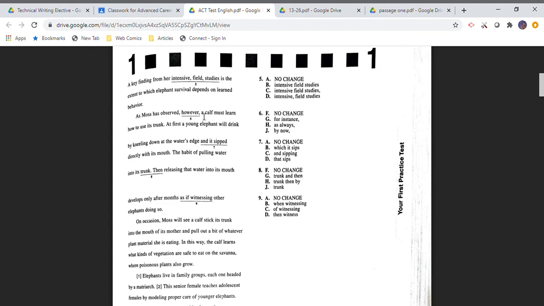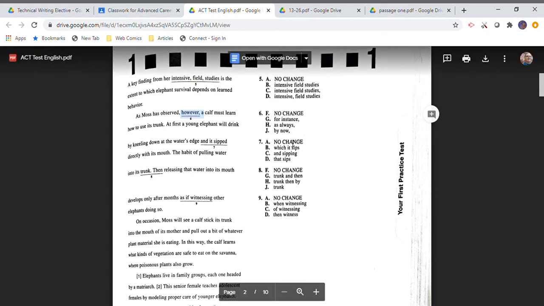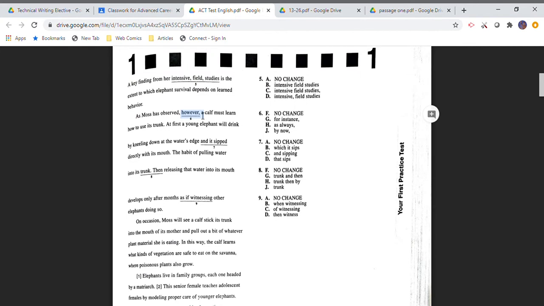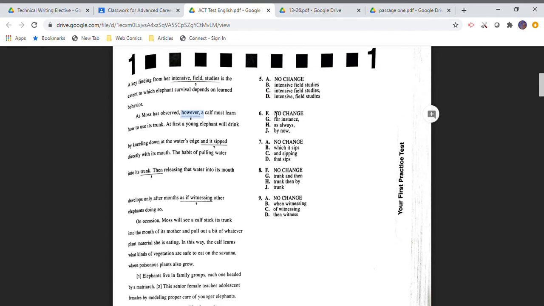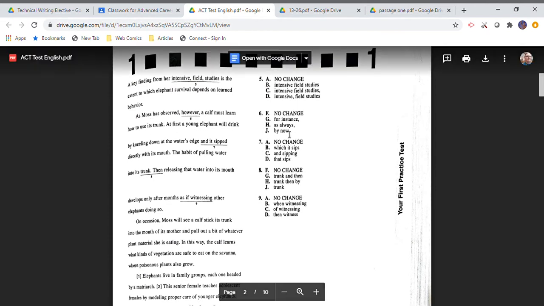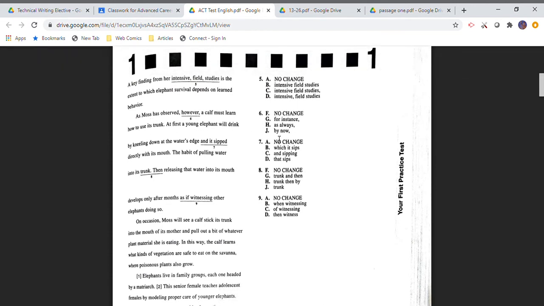Okay, so however, as a word, means you're contradicting whatever came before it. So that's the reason it sort of threw me off there, is however is not necessary there. Is learned behavior. So if I look over at these options, no change, I don't want forever, or however. So I'm going to say no change is not the answer. It's going to be one of these 3. As Moss has observed, for instance, a calf must learn how to use its trunk. That makes a lot of sense.